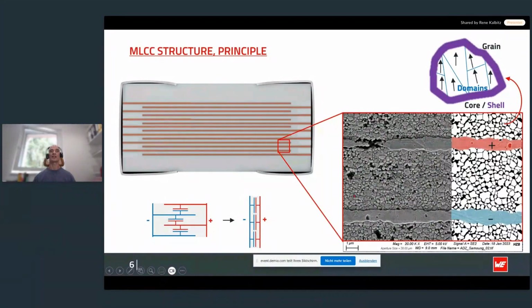As illustrated in the scanning electron microscope picture here on the right, parts of the SEM image have been post-processed to highlight the electrodes and the grainy structure of the material. The grain itself then forms so-called polarization domains, which give rise to the ferroelectric behavior.